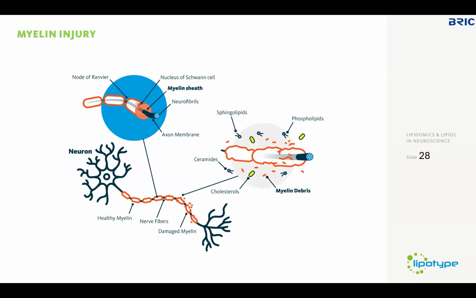So in case of CNS injury, so-called myelin debris is generated from the myelin sheath covering the axon. And here you can see major lipid components of myelin debris, such as cholesterol, ceramides, sphingolipids, and phospholipids. Under normal conditions, this debris is being cleared. But the biggest obstacle is to deal with cholesterol.